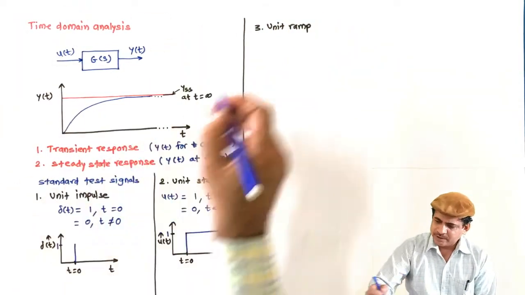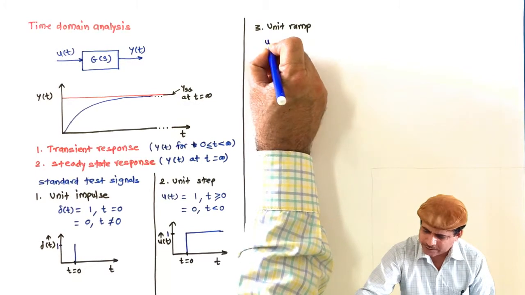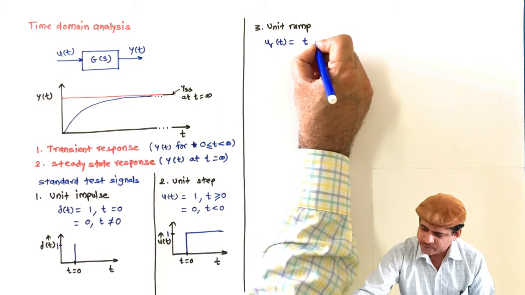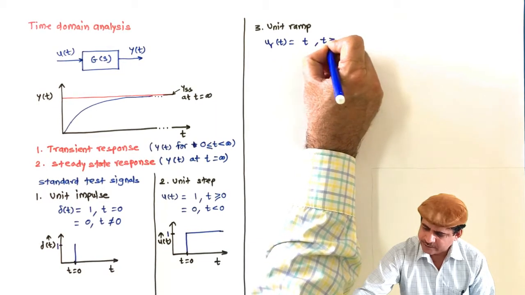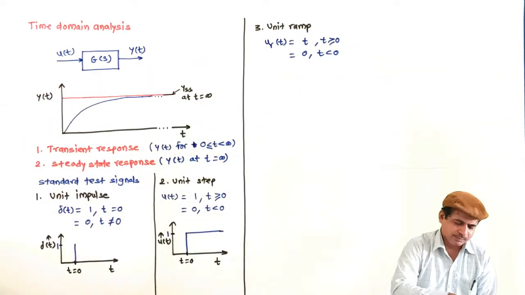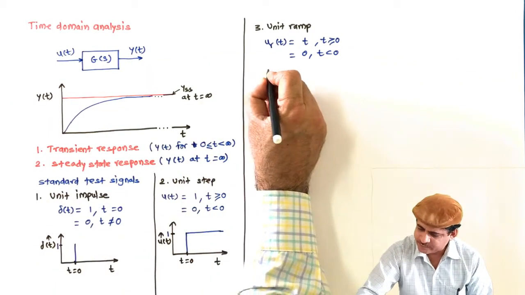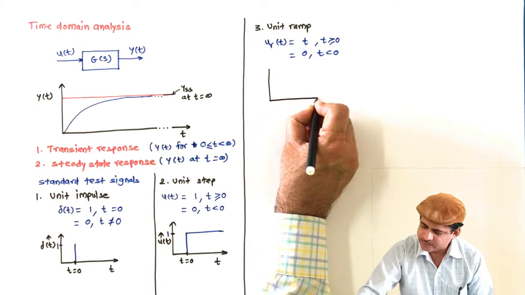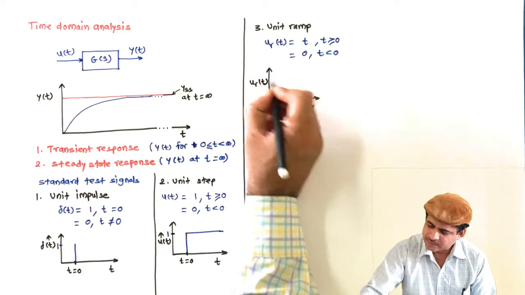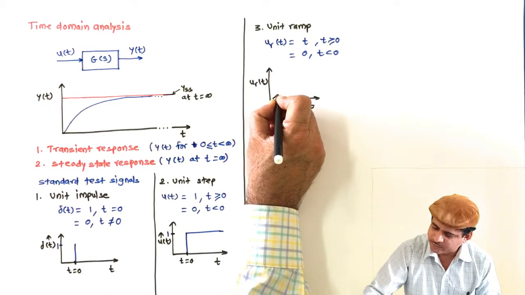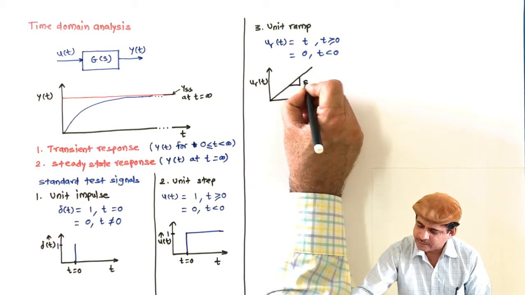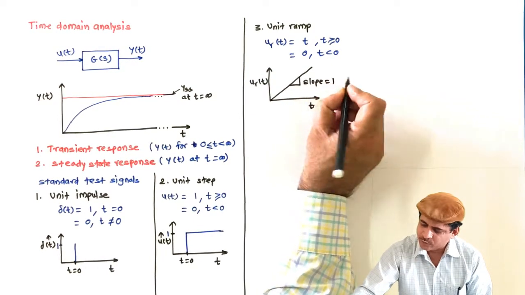This unit ramp, let us define it as UR, and it is given by t. So slope is unity for t greater than or equal to 0, and it is equal to 0 for t less than 0. So if I want to sketch it, it will be a line with 45 degree slope. So this slope is unity, slope equal to 1.